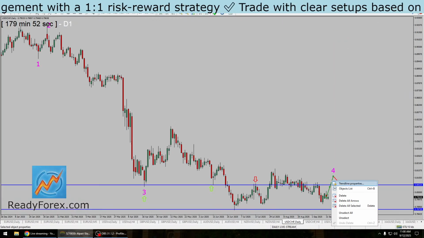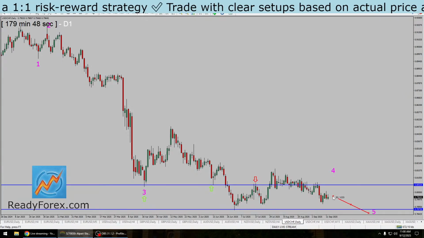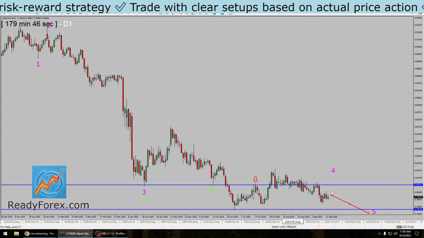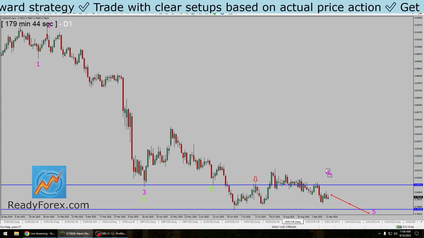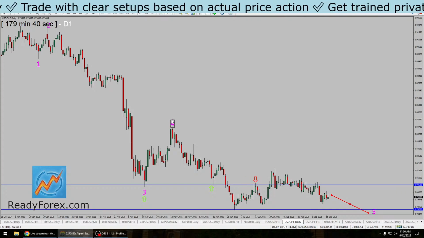Okay. Next one is the US dollar Swiss franc. Swiss franc is just wasting time, that's all. This market is most likely going to continue the decline over here. Okay, we have already seen wave 4 over here.